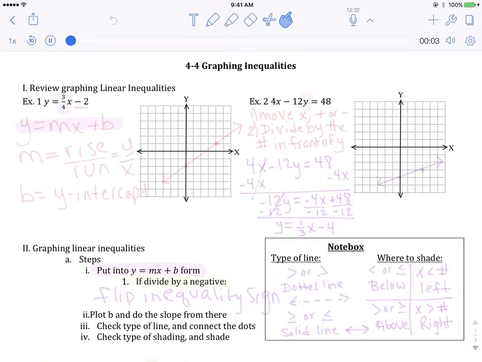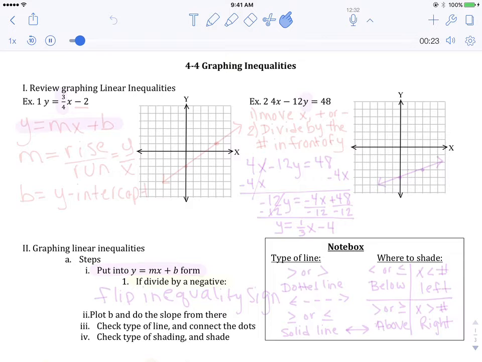Hi everybody, this is Mrs. Hamill bringing you a lesson on graphing inequalities. To start with, we are going to review how to graph a linear equation. This should be familiar to you all because we just did this in the last couple of units.